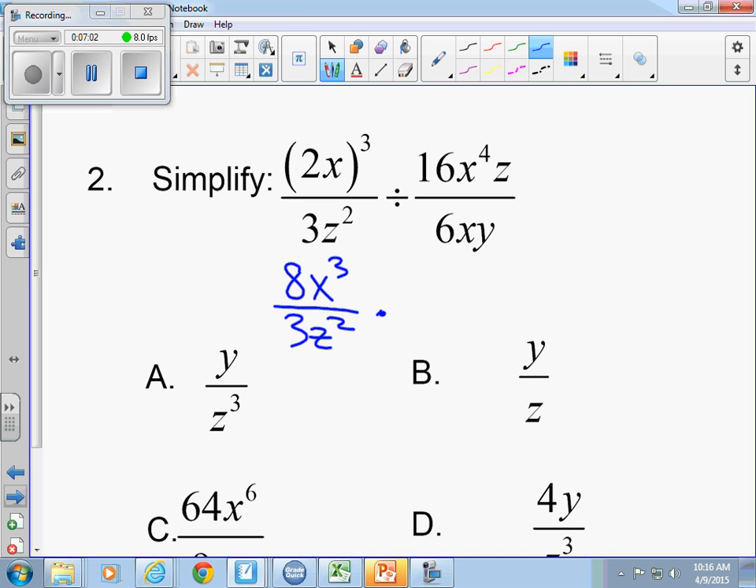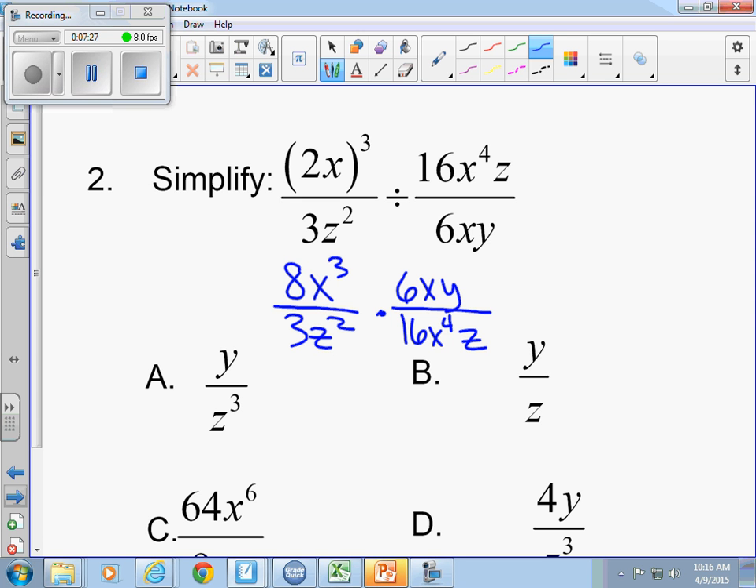And I'm going to multiply that by 6xy over 16x to the 4th z. Anything that's on the top can cancel with anything that's on the bottom. You can do that by multiplying first and then canceling, or you can cancel and then multiply. Both work great. I like to cancel before I multiply.